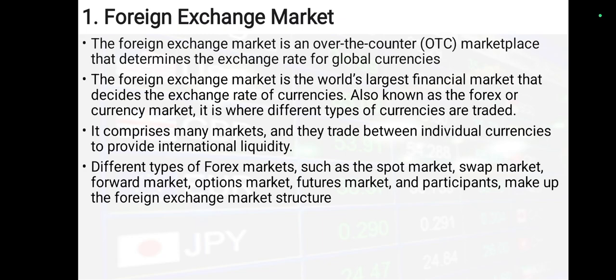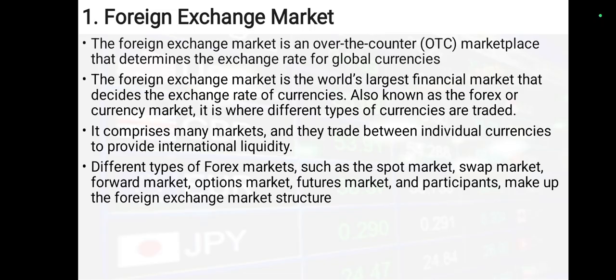The foreign exchange market is the first component of the international financial environment. It is an over-the-counter market, or OTC marketplace, that determines the exchange rate for global currencies. Why is it called over-the-counter? Because there is no physical building or place to carry out this market. It is carried out through the internet. Everything happens online. That is why it is called an over-the-counter market.